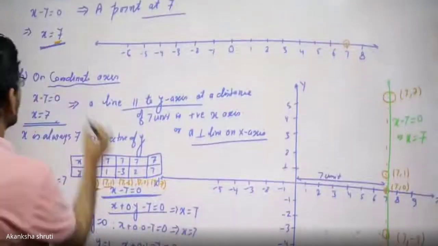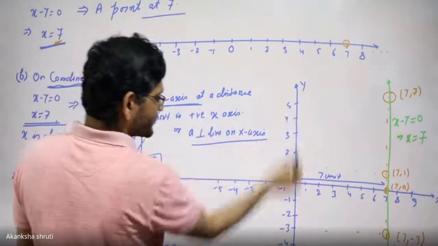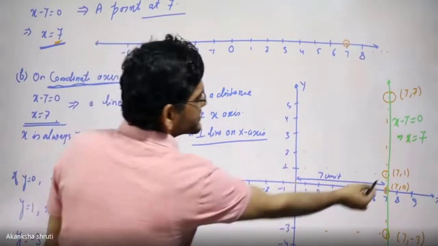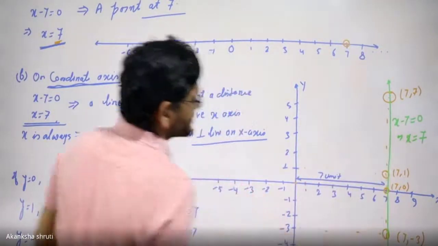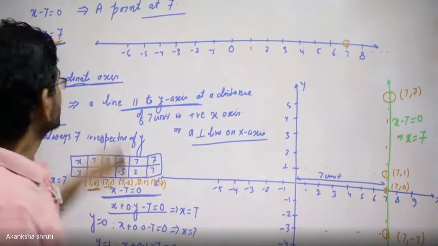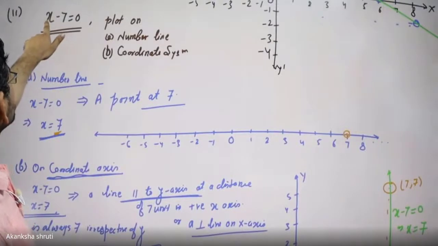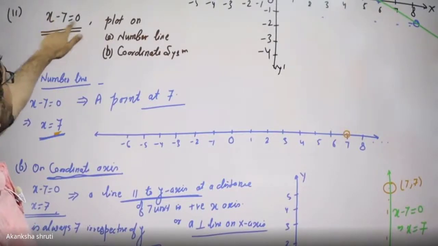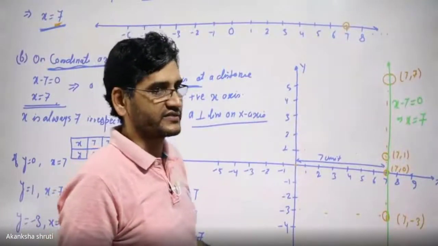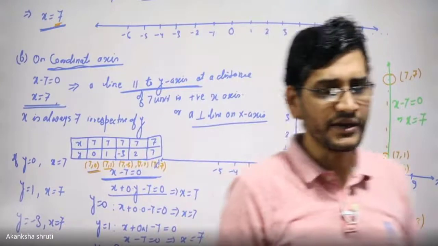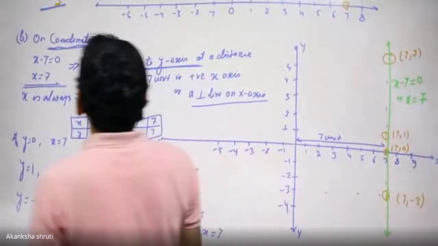But in the coordinate system, it is a line parallel to the y-axis at 7 unit distance, or a perpendicular line on the x-axis at 7 unit. Student, the same question was asked in the same fashion. You have to plot this x minus 7 is equal to 0 on the number line once and another time in coordinate axis. This was asked in your examination. Okay, you will see while you solve the previous year paper, you will come across this question.